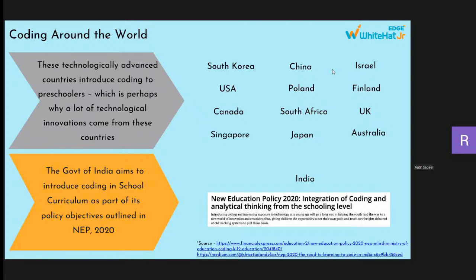Even we have to understand these things, and we have to start building applications and games. Even we have to meet the world. So what India did, as per the new education policy of 2020, India also integrated coding and analytical thinking from the schooling level. That means India has also mandated that coding needs to be studied at the schooling level.